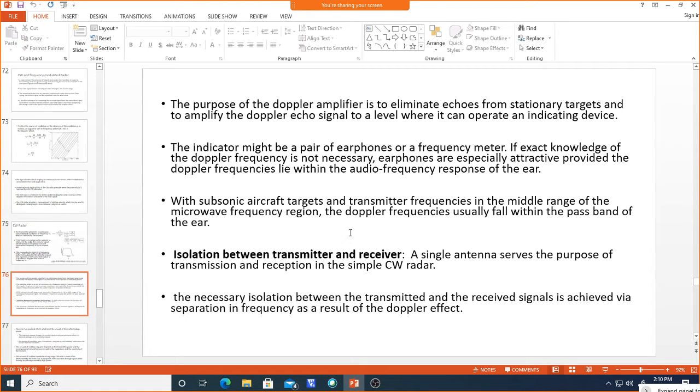Okay, so as an example, if you take subsonic aircraft, the transmitter frequency is in the middle range of the microwave frequency region, so this will usually lie in the mid band of the passband of the amplifier.